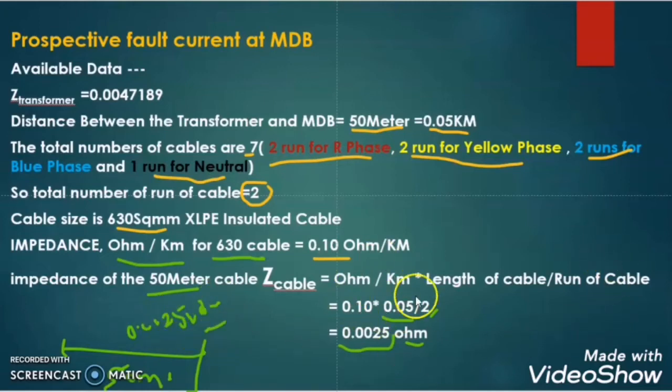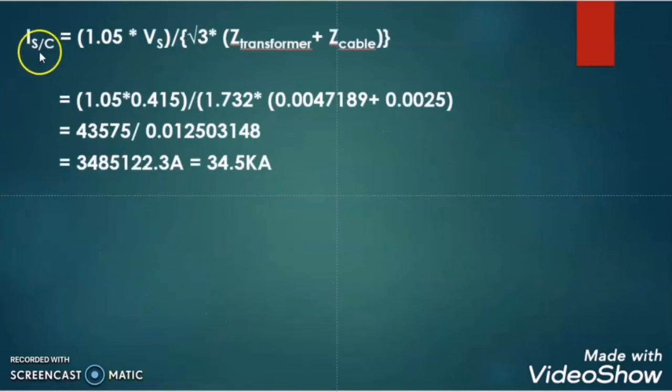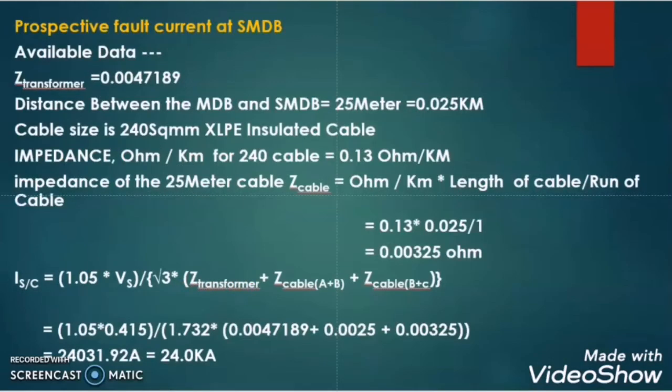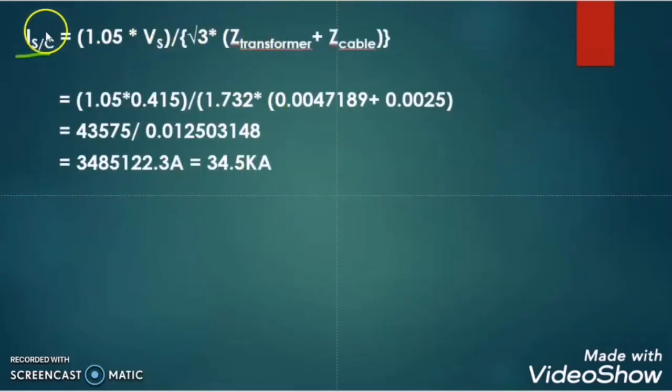This is simple mathematics. Now, in order to find the prospective short circuit fault current at the MDB level, we have to use the same formula which we used for calculating the prospective fault current at the transformer level, that is I short circuit is equal to 1.05 into secondary voltage divided by root 3 into transformer impedance.